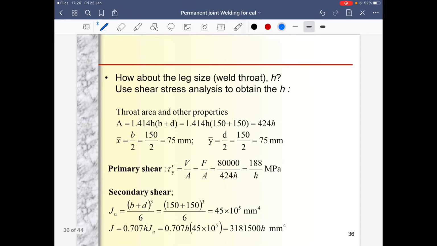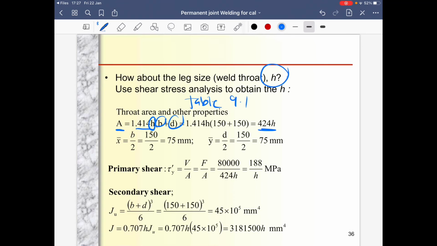Now how about the leg size, which is H? To get H, we have to calculate based on the properties table. The properties table that we refer to in this study is Table 9.1, because we use category 5. For the square one, category 5, the area is 1.414 H (B plus D). We know B, we know D, and we don't know H. So you get 424H when you sum up all of them. Then we can calculate the centroid as well.